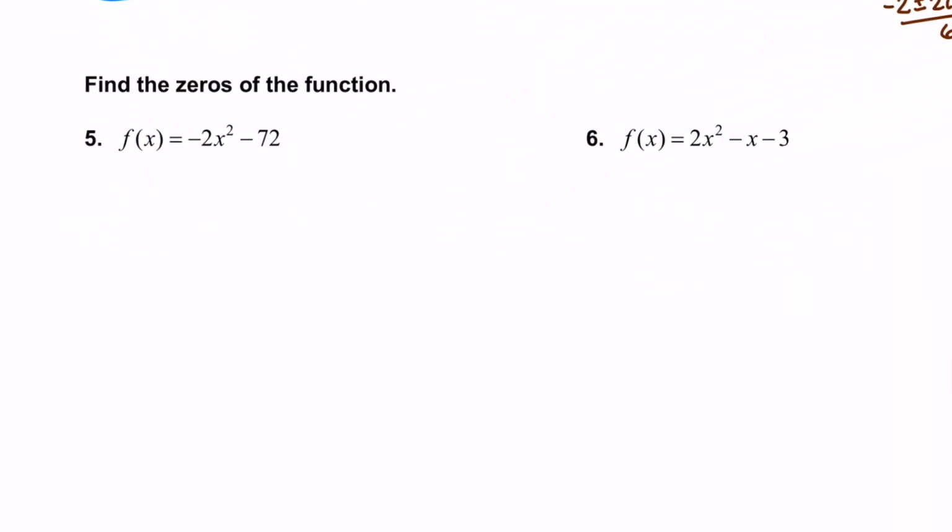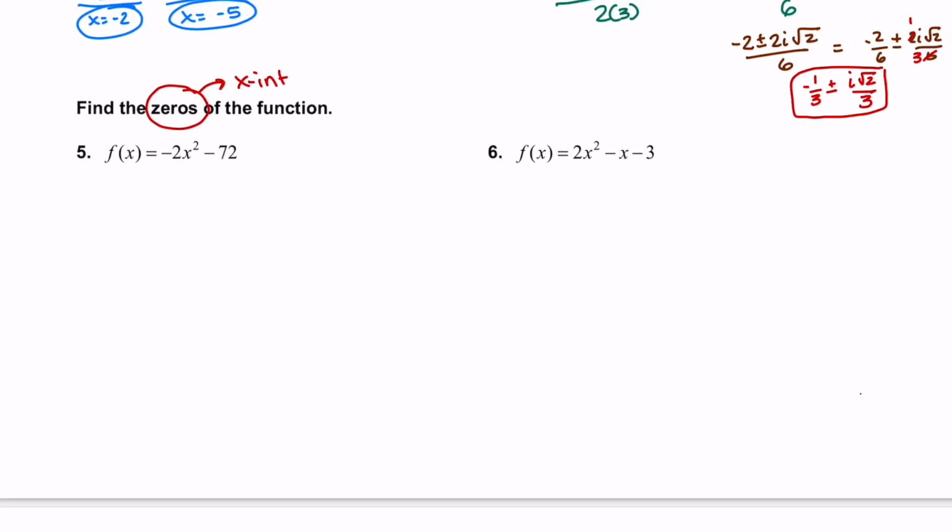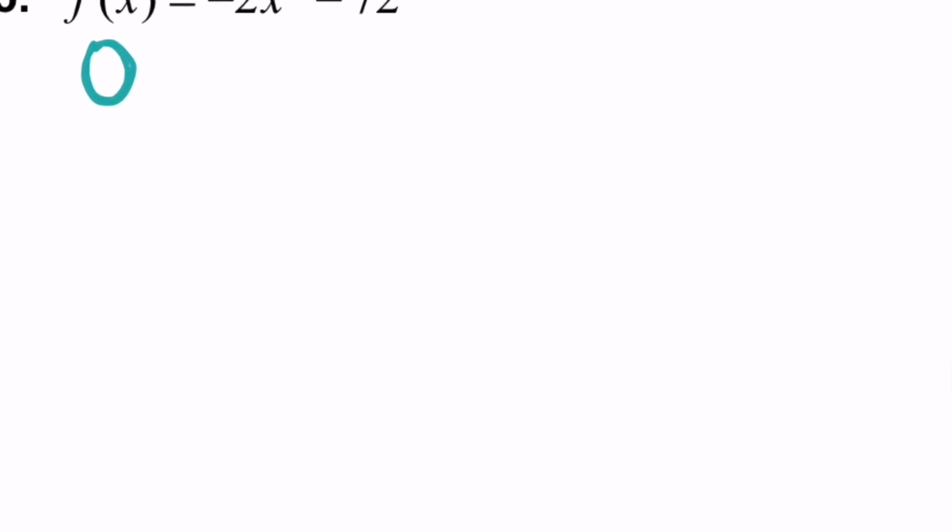Now number 5 and 6 are really similar to the first 4, except we're finding the zeros. So whenever we're finding the zeros, this is another way of saying x-intercepts. So whenever we have x-intercepts, we put a 0 in for y or f of x. So we're going to put a 0 in for this f of x here.